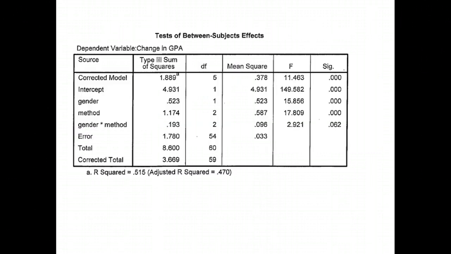Okay, so here is output from one of the two-way ANOVAs that we looked at. So the first thing I'm going to do is look at the p-values for those 3 effects: gender, method, and the interaction. So when I look at these numbers, I can tell that there is a main effect for gender because p is less than 0.05. There is a main effect for method because p is less than 0.05. There is no interaction because 0.062 is not less than 0.05.